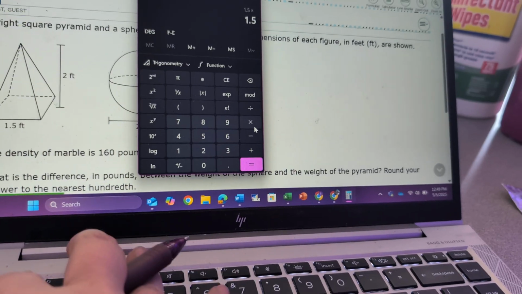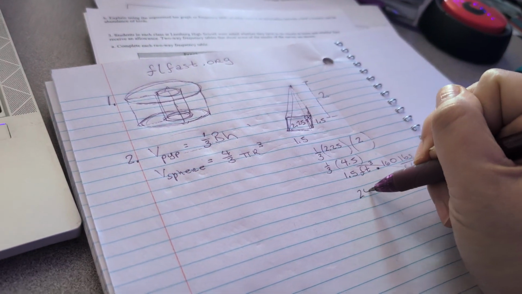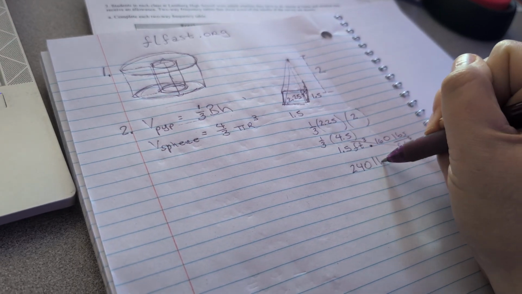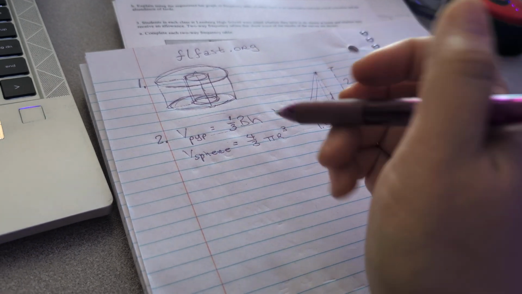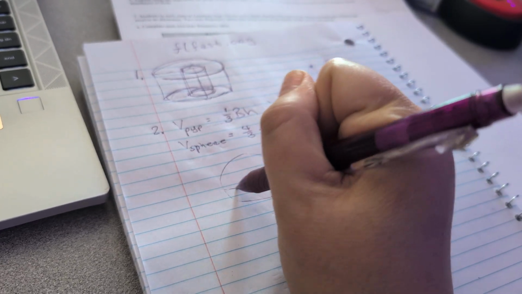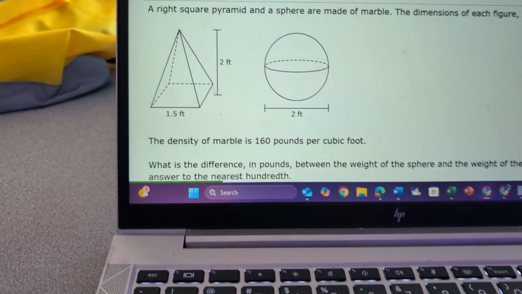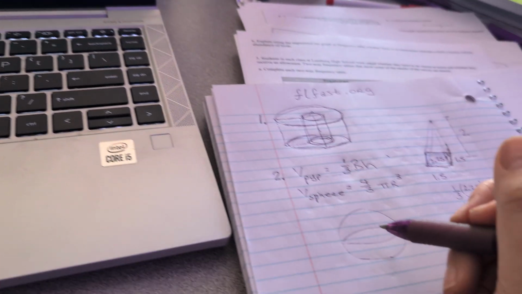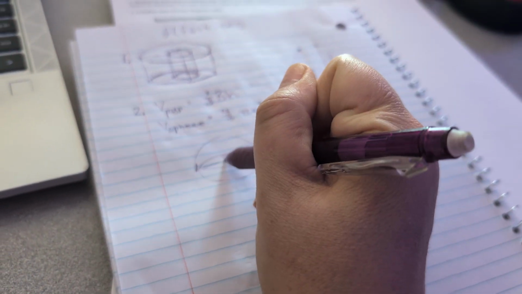1.5 times 160, 240 pounds. That's our pyramid. We're halfway there. Sphere. My sphere, forgive my drawing skills a little bit here. 2 feet across. So that 2 feet is all the way across.